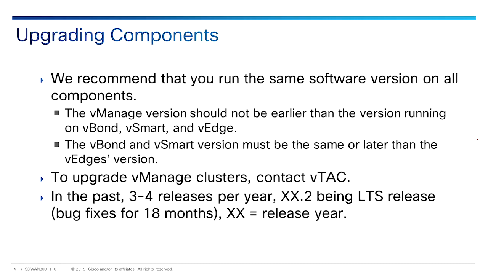Basically, you're going to upload software to a repository and then push it to the devices. The release naming of the SD-WAN images in the past used the release year as the principal software version, such as 18.x, for software released in 2018. The X.2 release is generally the long-term support release with a minimum bug fix period of 18 months. The current release version of this is 18.4.1, released March 11, 2019.